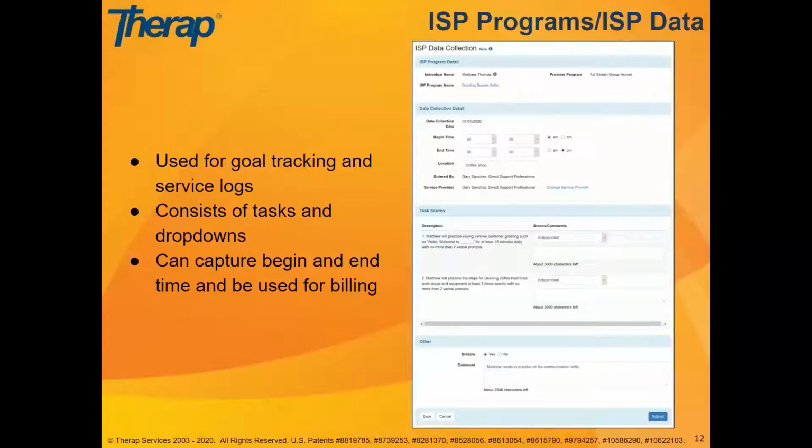ISP Programs and ISP Data. This is used for goal tracking and service logs. It consists of tasks and drop-downs that your staff are basically prompted and then need to answer. It's totally developed by you on how you want your ISP programs and or your ISP data to look. And you can also capture a begin and end time and can be used and linked to billing.